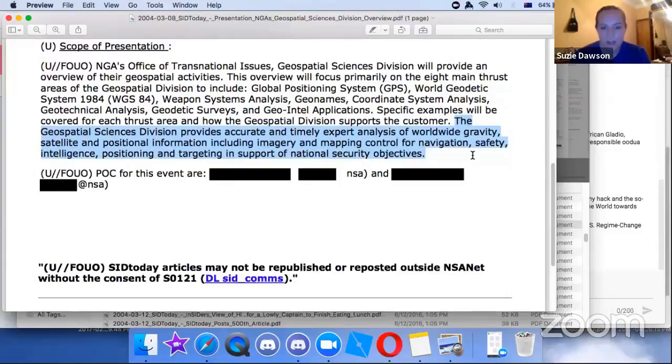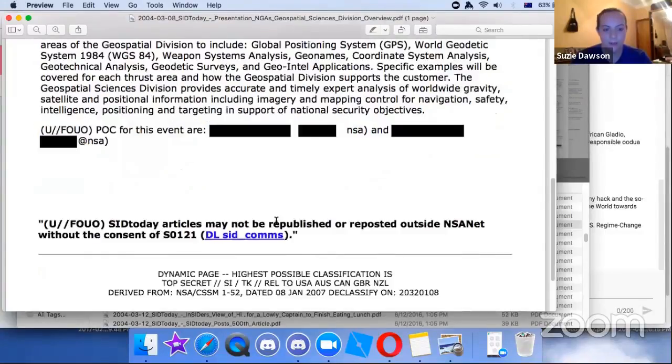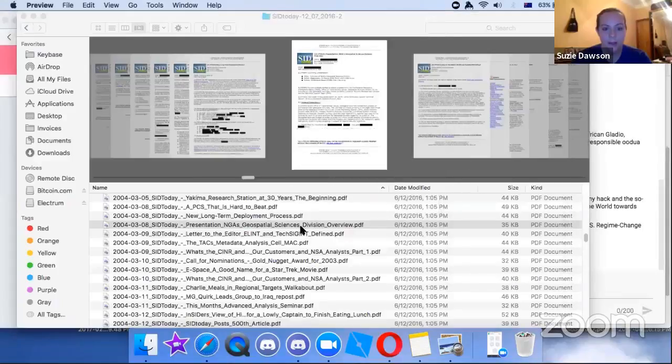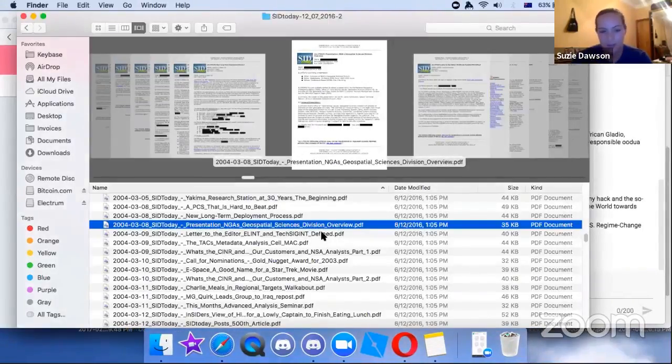Geospatial Agency provides accurate and timely expert analysis of worldwide gravity, satellite and positional information, including imagery and mapping control for navigation, safety, intelligence, positioning, and targeting in support of national security objectives. This is interesting. From experience, it's not something we'll be writing up, but where they can't have a ground presence, where it is more difficult to have a human intelligence presence, they use satellites. They really do use satellites for intelligence. Sometimes visibly.